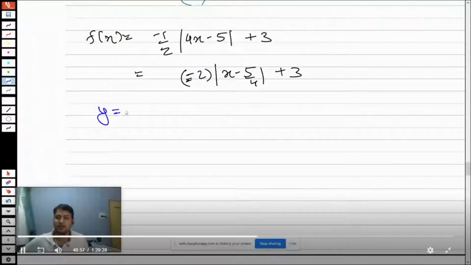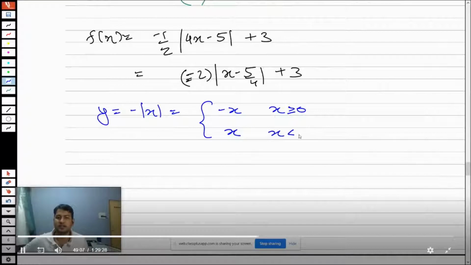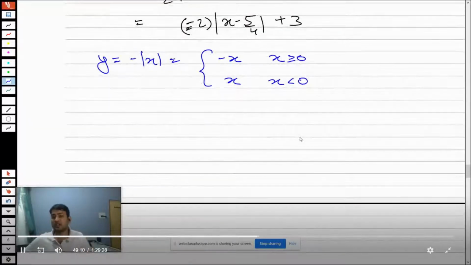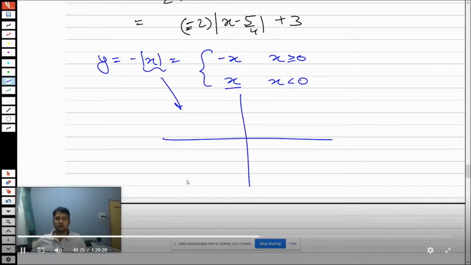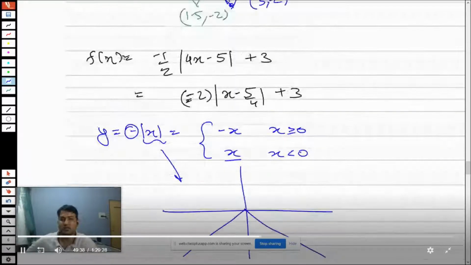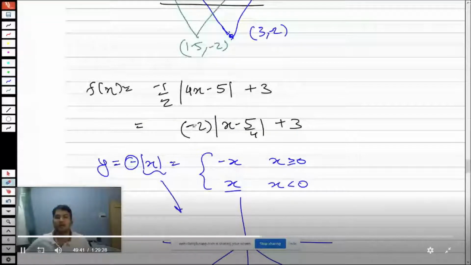So the idea is that if you have the function y equals to minus mod x, it will be equal to minus x for x positive and x for x negative. Because originally mod of x was x for positive x and minus x for negative x. So you put a minus in front of that, and you get minus x here and x here. So this graph would basically look like this. It will now be a mountain shaped structure. So if there's a negative in front of my modulus, then it will give me an inverted V structure or a mountain structure.